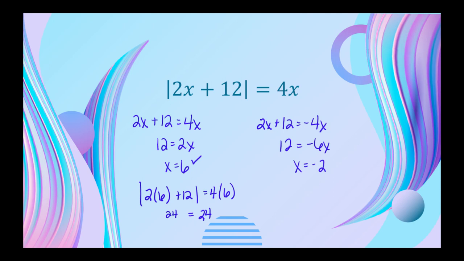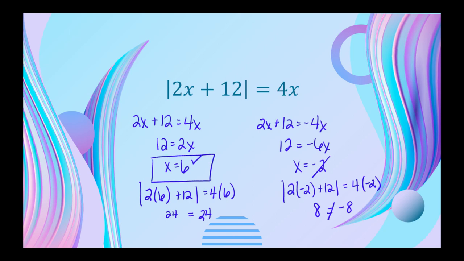Now let me plug in negative 2. So the absolute value of 2 times negative 2 plus 12 is going to be equal to 4 times negative 2. 2 times negative 2 is negative 4 plus 12 is 8, and the absolute value of 8 is 8. 4 times negative 2 is negative 8. 8 does not equal negative 8. That is not true. This negative 2 is an extraneous solution. So the only valid answer here is x equals 6, not x equals negative 2.